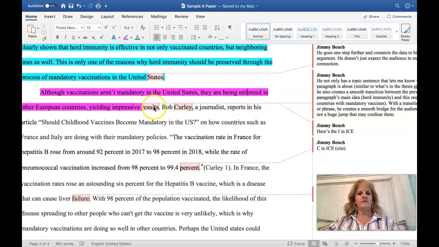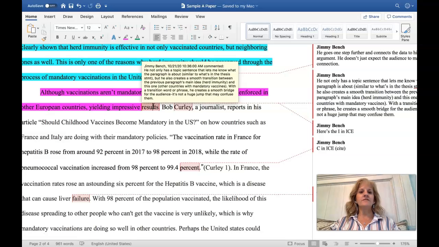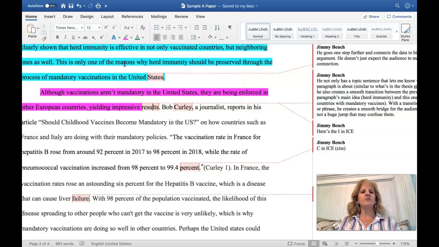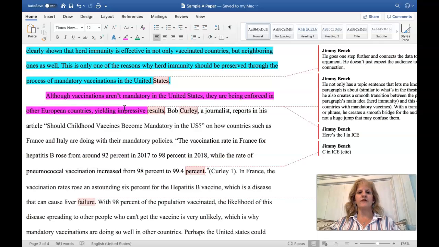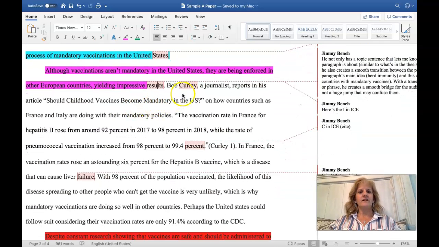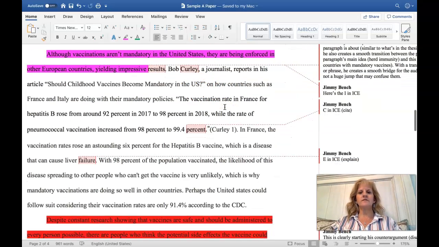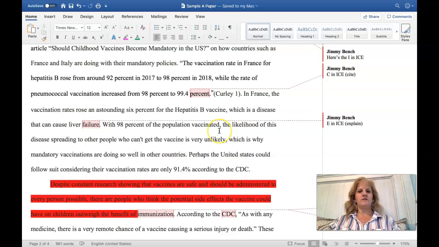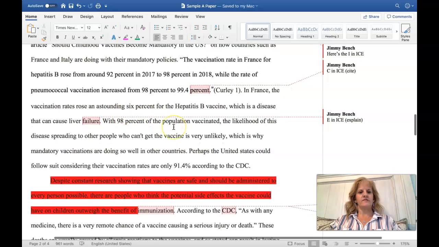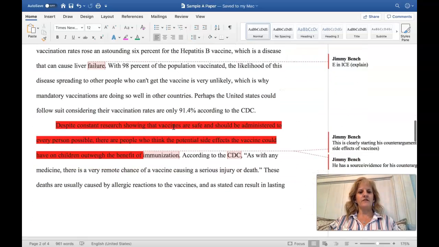So here, he not only has a topic sentence that lets me know what the paragraph's about, but he's got a transition. He's transitioning smoothly from the paragraph on herd immunity to his next paragraph, which is about other countries that have mandatory vaccinations. He's got the I in ICE. He introduces his source because it's the first time he's using this source. And then he actually gives the quote, and he follows up by explaining the quote for the audience. So he does a good job with the ICE in this paragraph.